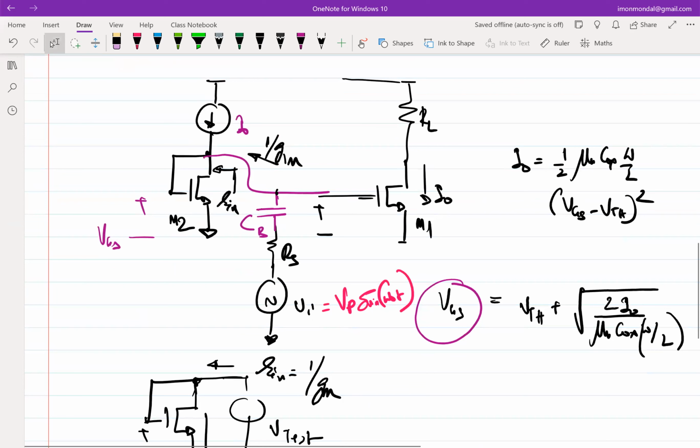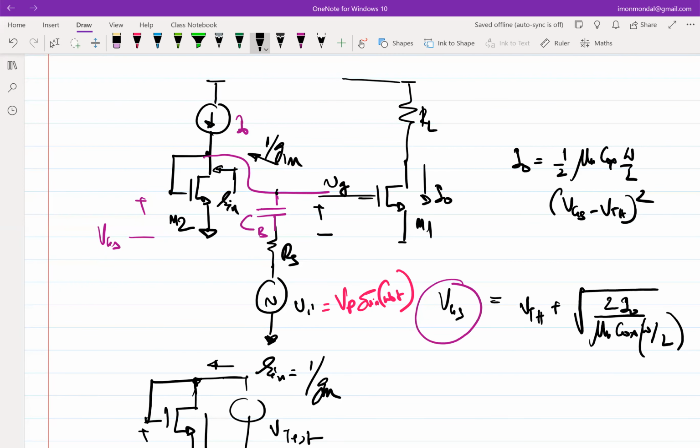So if that is 1 over GM, what do I need to ensure to figure out whether loading is significant or not at the gate of M1? If I assume CB to be infinitely large, the only way VG will be approximately equal to VI is if 1 over GM is much greater than Rs. Ideally, 1 over GM should be infinite. Then VG will be equal to VI. Else, there will be some drop.